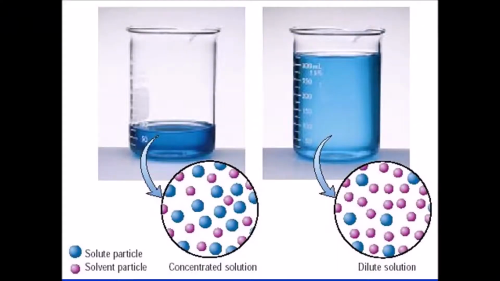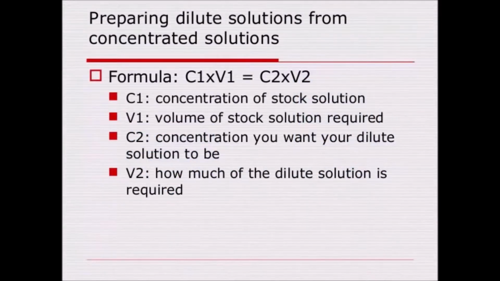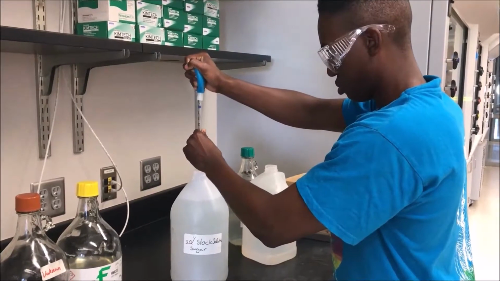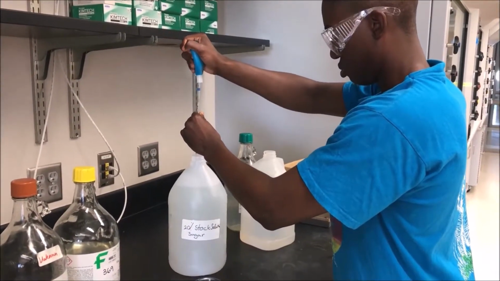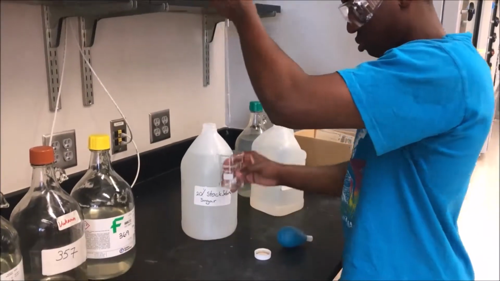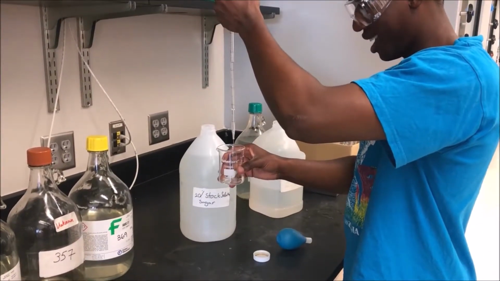A stock solution is a concentrated solution that is prepared so solutions of a lesser concentration can be used. The equation C1 times V1 equals C2 times V2 was used to find the concentration of the stock solution diluted with water. To begin the dilution of the stock solution, we used a transferring pipette to extract the stock solution from its container and transferred it to a beaker.